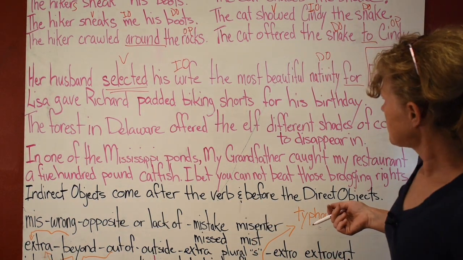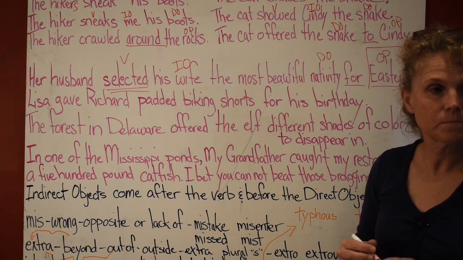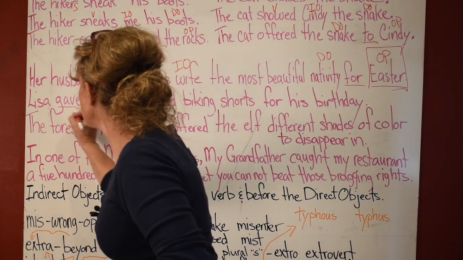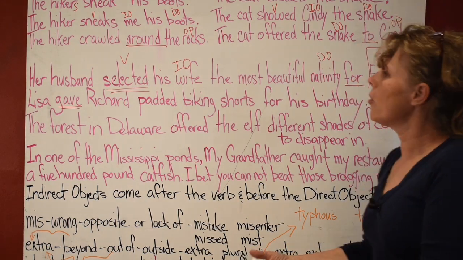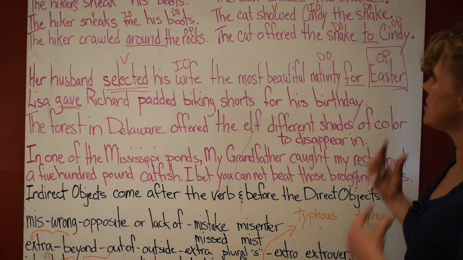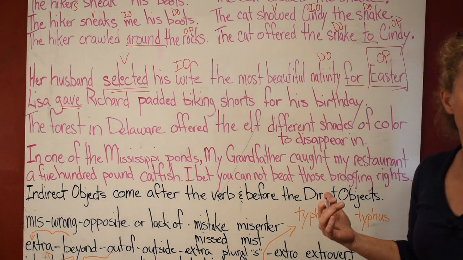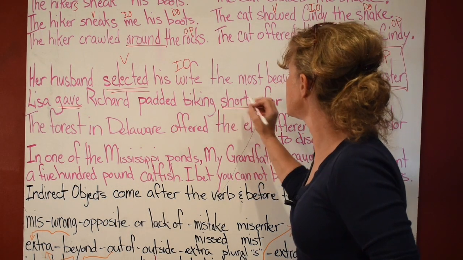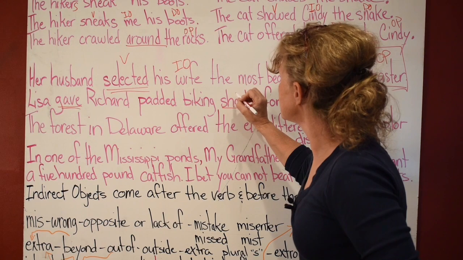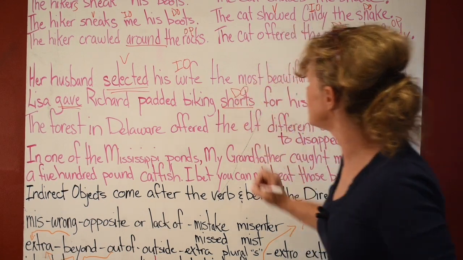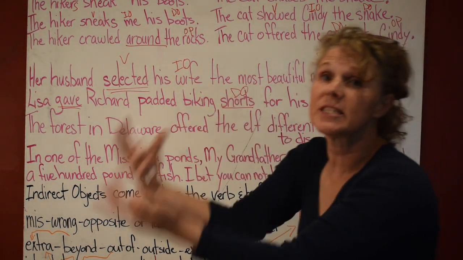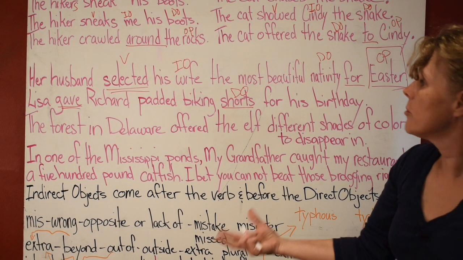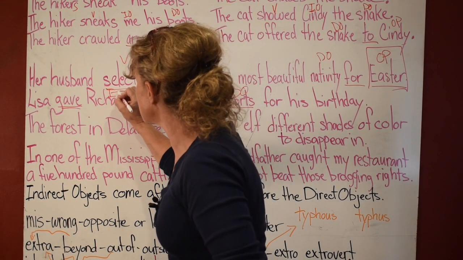But anyways, what's the verb in here? Gave. Nice. Okay, so your verb is gave. So what is receiving the gave? Biking shorts. So the shorts, that means this is your direct object. Now, who's going to receive the shorts? Richard. So this is your indirect object.